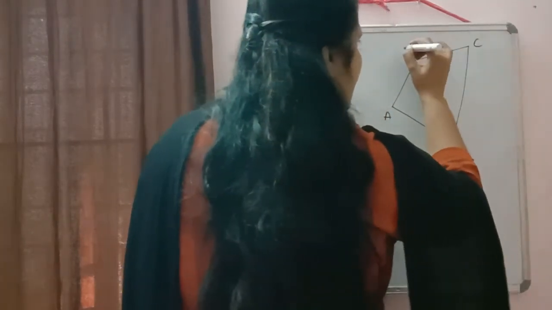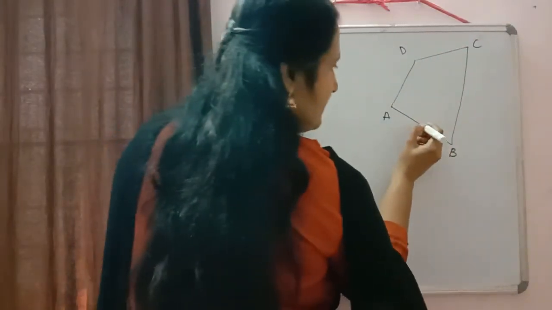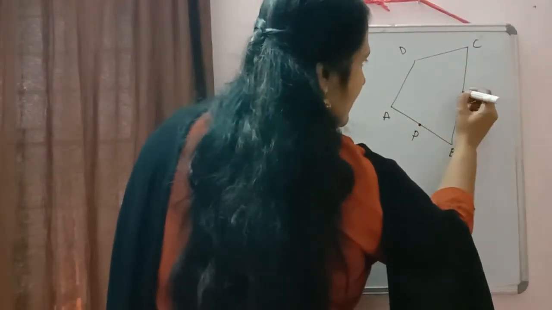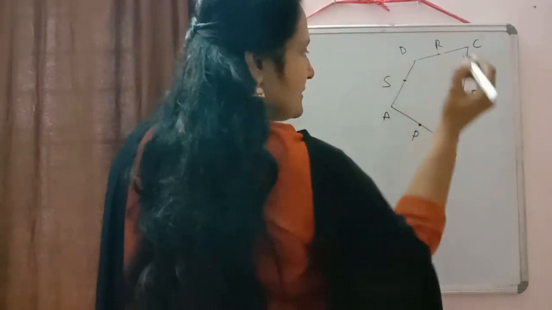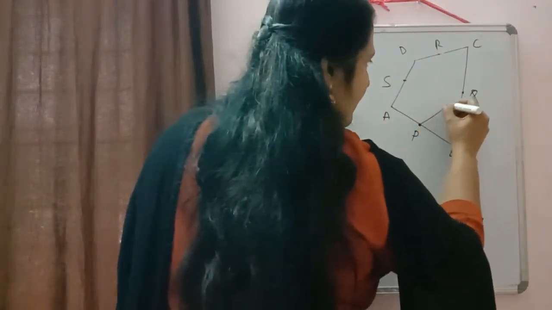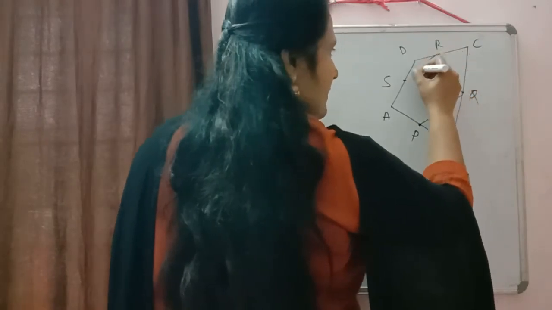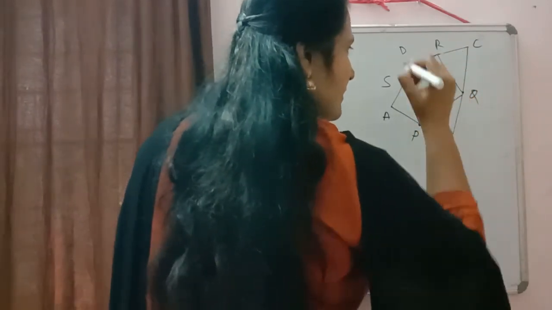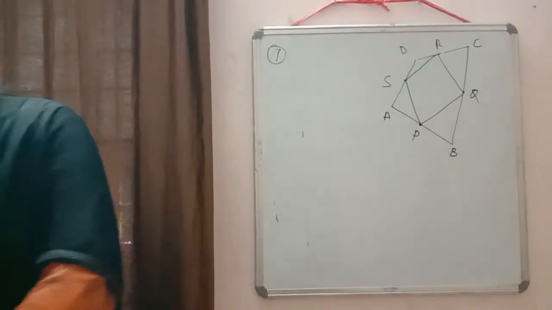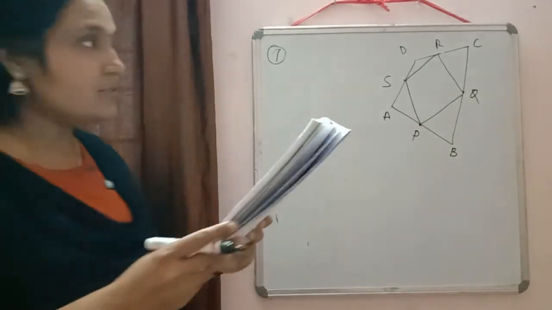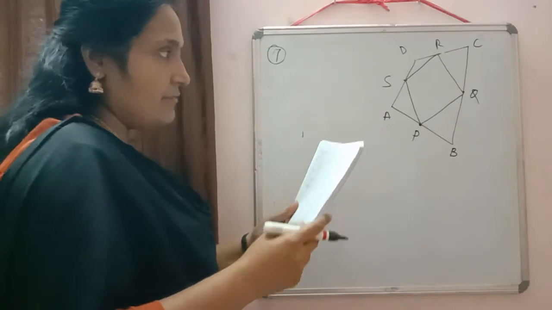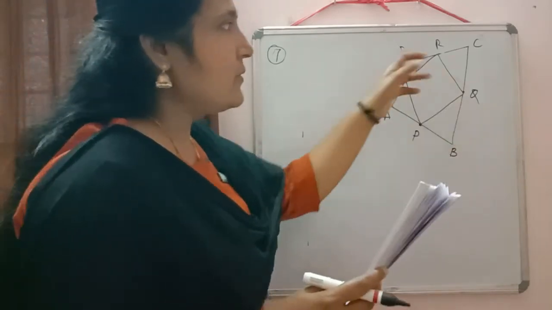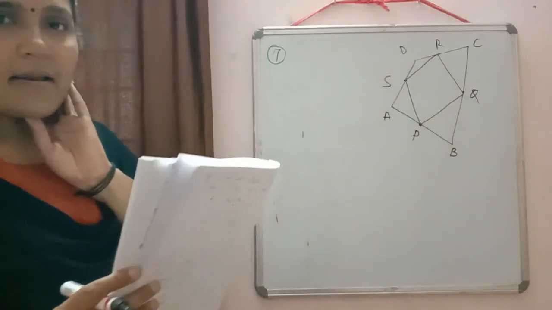Quadrilateral ABCD is drawn and then the midpoints are marked P, Q, R, S. Then the quadrilateral is formed by joining the consecutive midpoints of consecutive sides. So in this way we have drawn the quadrilateral also. So what do we have to prove here? We have to prove PQRS is a parallelogram.